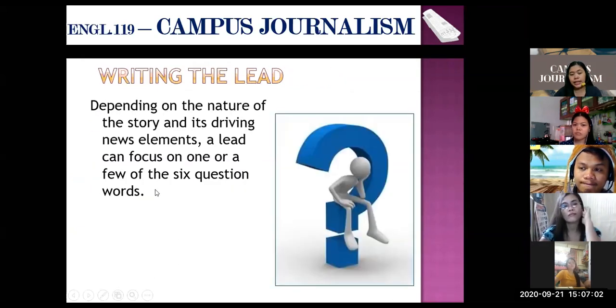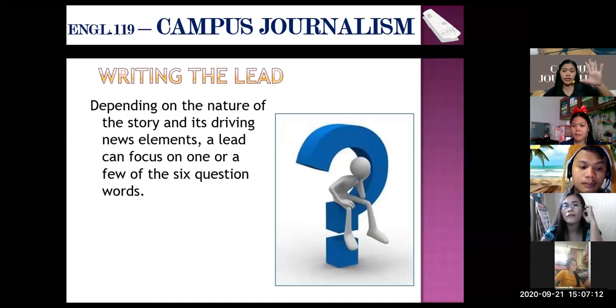Now, in writing the lead, depending on the nature of the story, its driving news elements, a lead can focus on one or few of the 6 questions. So not necessarily katong 5 W's and 1 H, imo siyang iapil tanan. Depende man gud siya sa availability sa information o sa importance sa information. So not necessarily nga katong 6 question words, imo siyang ibutang sa imong lead because that will probably be a long paragraph and not one sentence anymore.